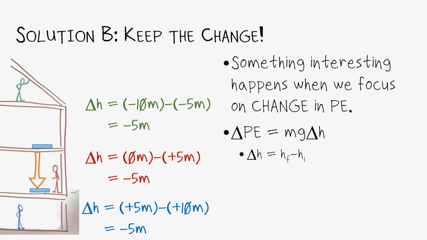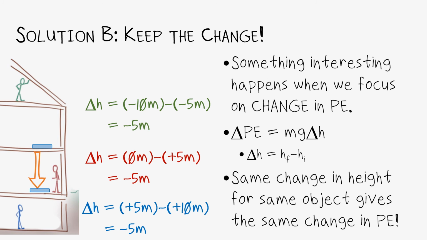So every worker can keep their own reference frame. They can all measure the heights any way they want to, but the fact of the matter is those blueprints have dropped 5 meters. And changing your reference point is not going to change the fact that the blueprint has dropped 5 meters. And I think that's a really elegant way to deal with this particular scenario. Because the same change in height for the same object always gives the same change in potential energy, regardless of what height you're looking at to start.